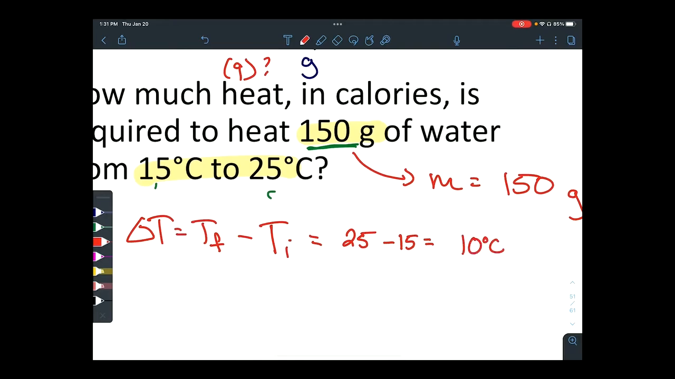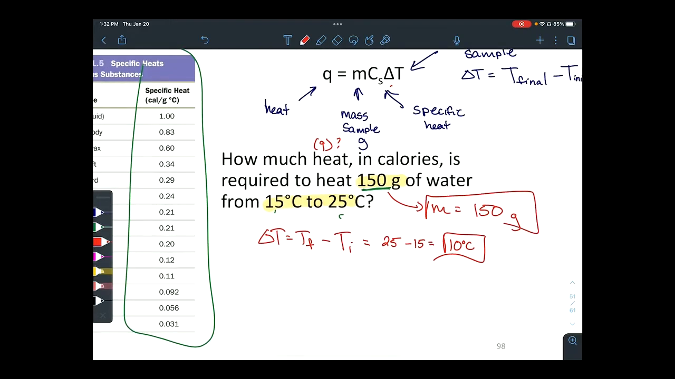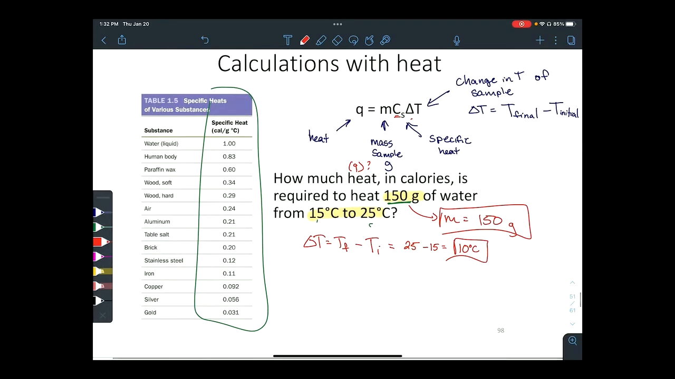All right. So what that means is that during the course of this, whatever we're doing here, the temperature of our water went up 10 degrees. It's a positive number. Depending on whether the temperature went up or down would change delta T, but in this case, it's positive. All right, so we have M, we have delta T, we just need the C, the specific heat. So we are heating water.